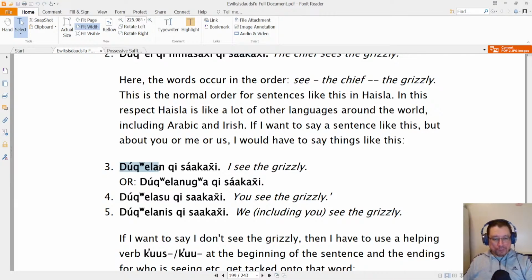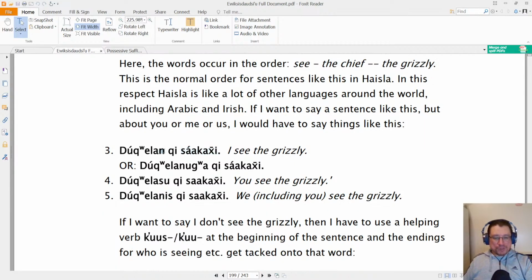In this case, dukwulan, so you have dukwula, which means to see. That's the verb. This N is short for nugwa, and that means I. So that's the subject. So it gets attached to dukwula. So you have subject, you have coming after the verb. So dukwula, verb, N or I, subject, ke, which means the away, and then sa kyahe, grizzly away.